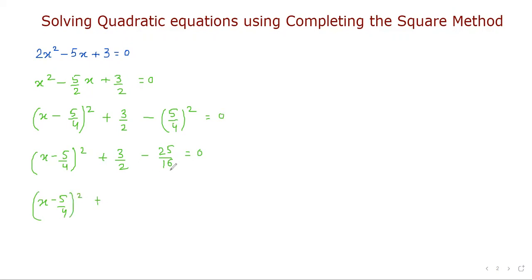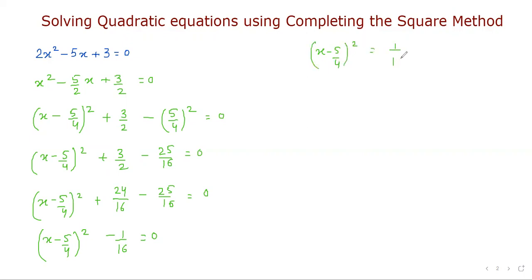To solve the fractions, we have to make a common denominator. Obviously the common denominator of 2 and 16 is 16 only. So this fraction needs to be multiplied by 8, both numerator and denominator. So 8 times 3 will become 24. Minus 25 over 16 will remain as it is. So it becomes (x minus 5 over 4) whole square minus 1 over 16 is equal to 0, which can be rewritten as (x minus 5 over 4) whole square is equal to 1 over 16.